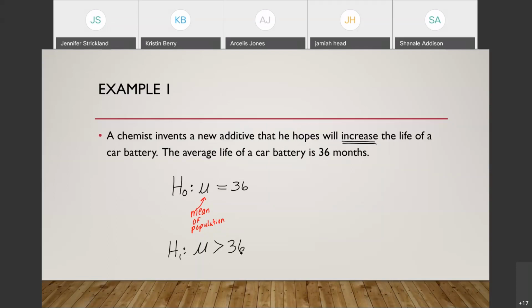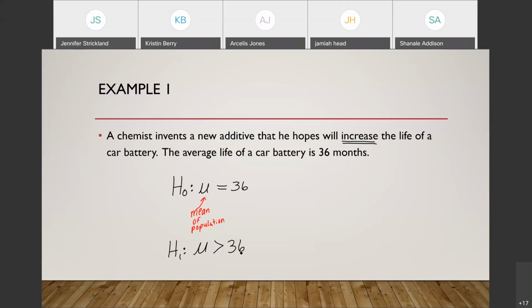So those are kind of the two options that can happen. I mean, I guess technically it could make it last shorter, but we really don't want that to happen at all. So it either basically stays the same and it doesn't do anything, or it increases the life of the battery, making it greater than 36. Okay, and those are my two hypotheses. Does that make sense?